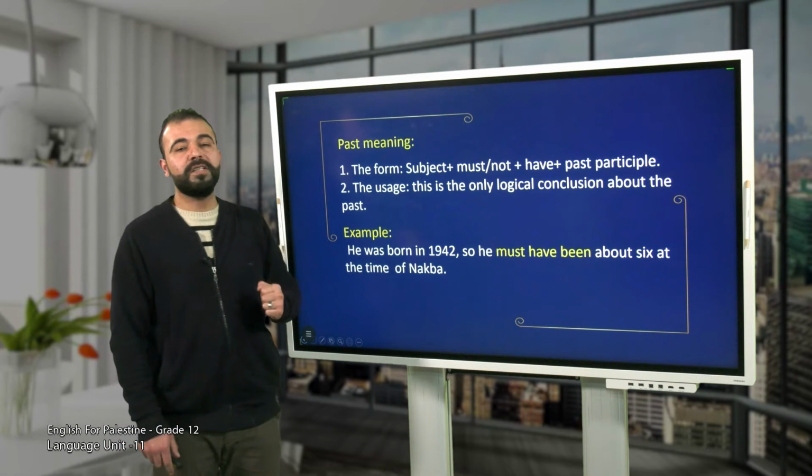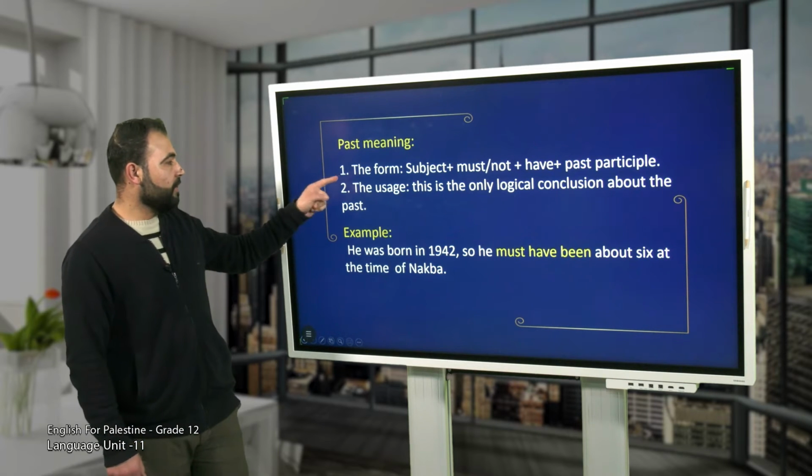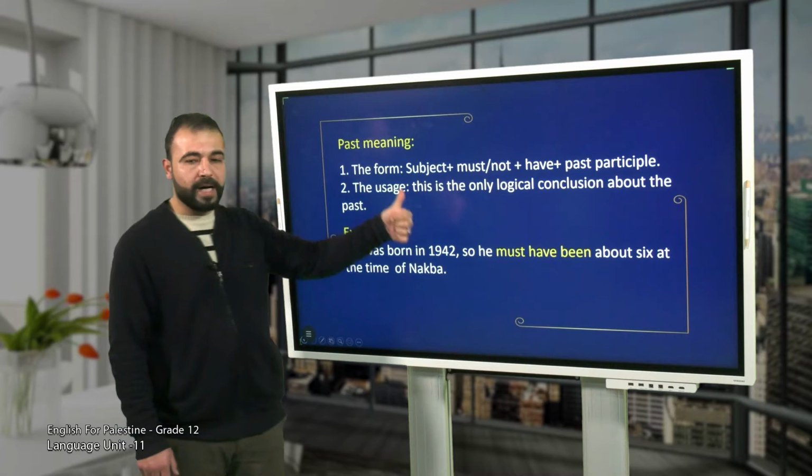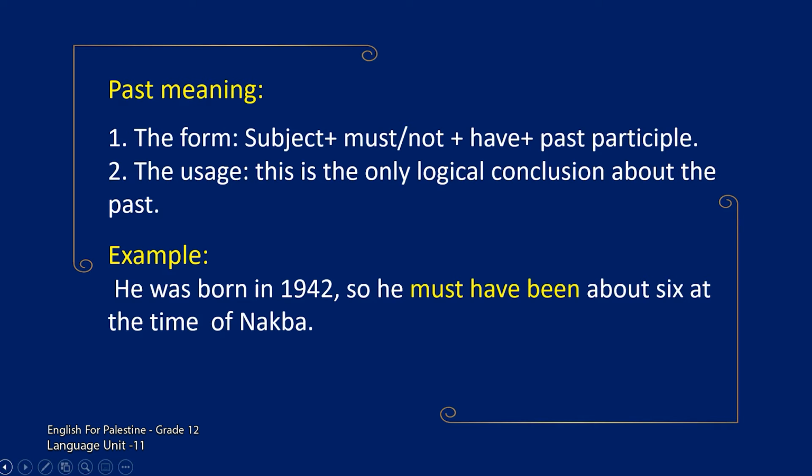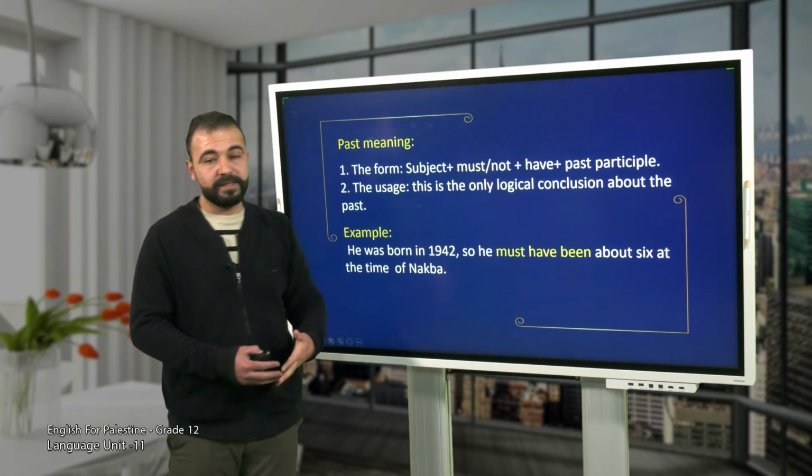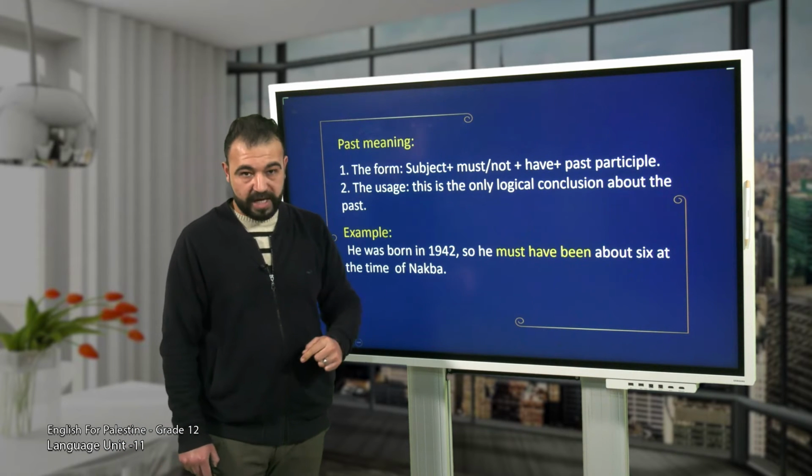The past meaning of must. The form here is subject plus must or mustn't and have and the past participle form of the verb. And the usage: it gives the meaning that this is the only logical conclusion about the past. The example here: he was born in 1942. So he must have been about 6 at the time of the Nakba, which happened in 1948.